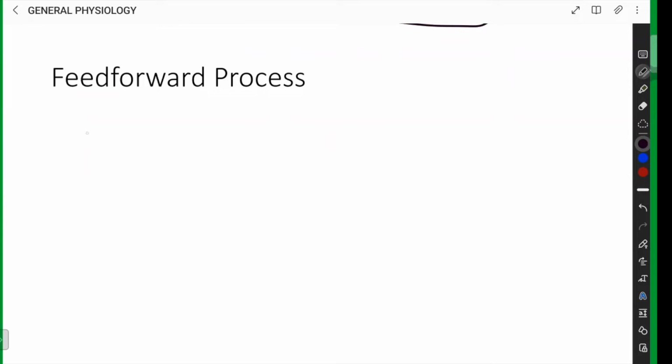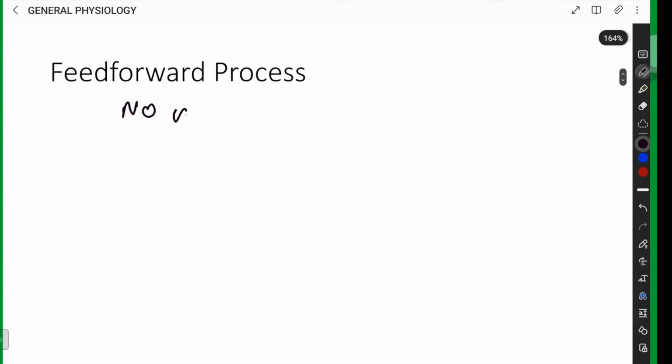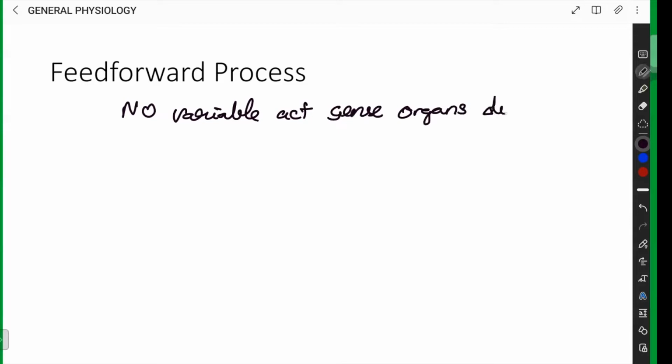Here you are not going to get any stimulus like you got in your positive feedback and your negative feedback. Here there is no stimulus. Or instead of telling a stimulus, I can say there is no sensing variable. There is no variable that is going to act on your sense organs directly, but instead it is going to be acting by anticipation.